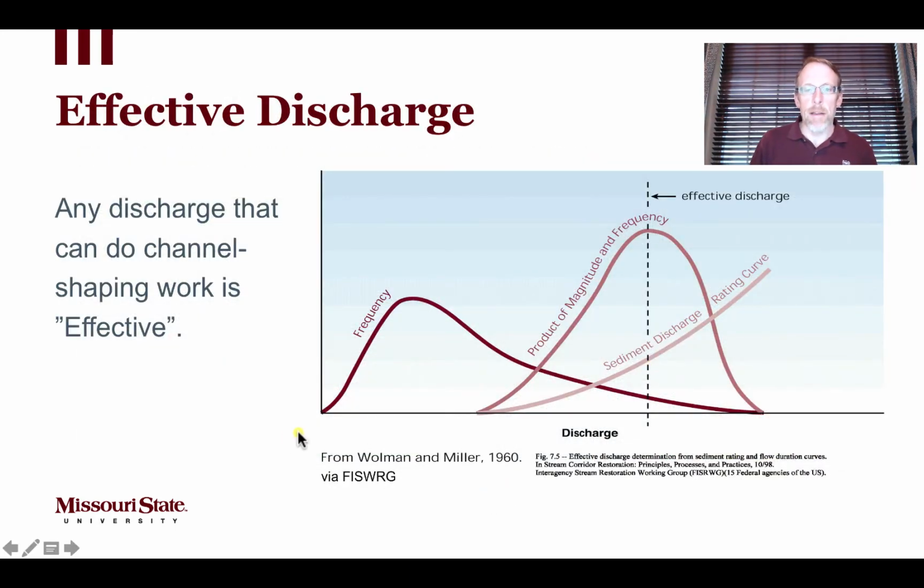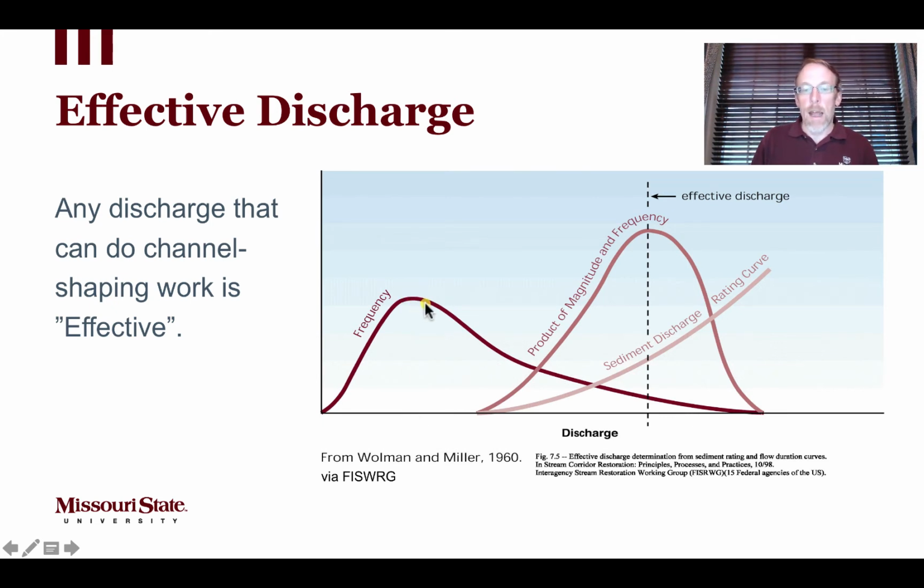All right, so let's talk about this effective discharge. Effective discharge, as we talked about earlier, is any discharge that can do channel shaping work. Okay, any discharge that can shape the channel. The graph here shows a frequency curve. So the peak of the frequency curve would be the most common frequency event. That would be the base flow event. Most days of the year, depends on the stream, but let's just say 340 days of the year, most streams, I'm picking that number out of the air, but most streams may flow at base flow 340 days a year. Okay, so that's going to be the most common, most frequent event.